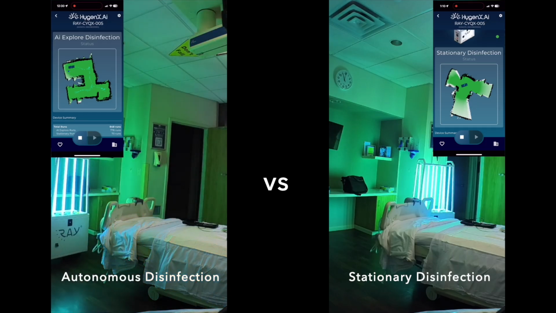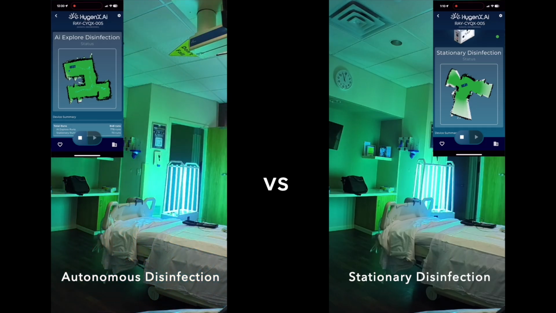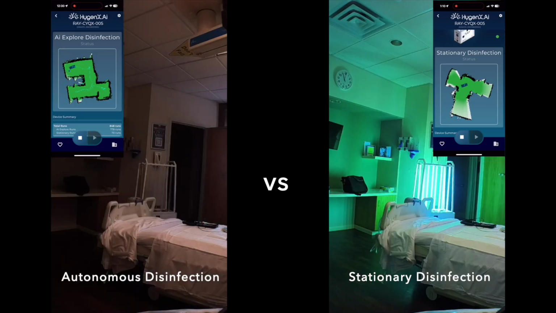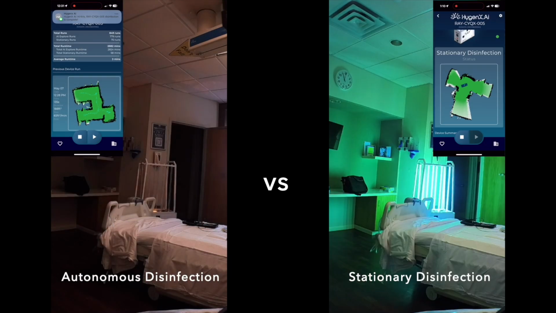Second, distance dramatically affects disinfection efficacy. This is explained by the inverse square law, which tells us that the intensity of light drops exponentially with distance.